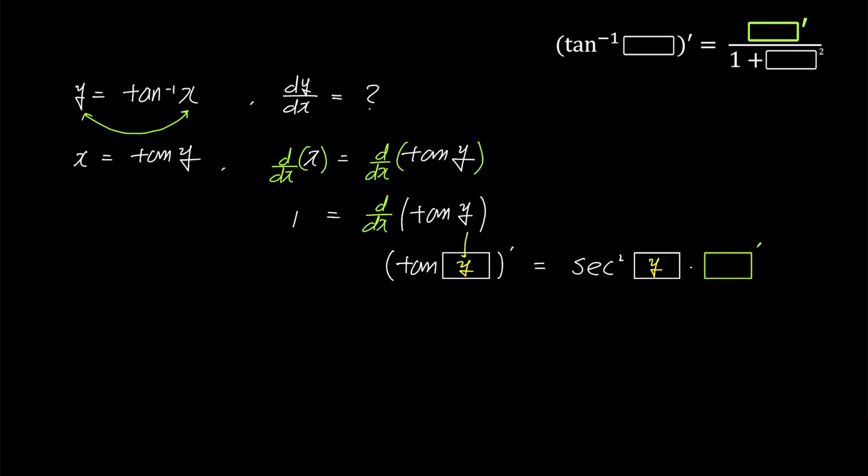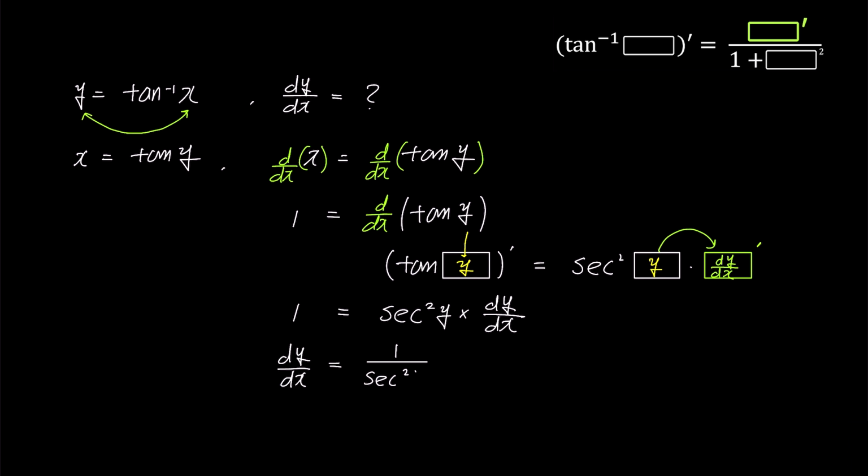What term do we get when we differentiate y with respect to x? That's right, it becomes dy over dx. Therefore, we'll fill the green box prime with the dy over dx. Summarizing and rewriting, we have 1 equals secant squared y times dy over dx. Rearranging to isolate dy over dx, we get dy over dx equals 1 over secant squared y. Since secant y is the reciprocal of cosine y, the expression simplifies to dy over dx equals cosine squared y.